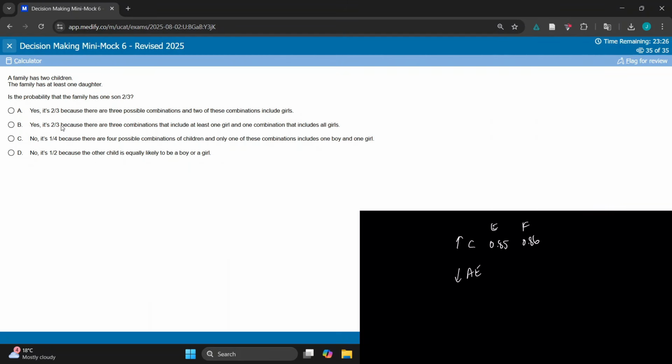Probability that the family has one son is 2/3. Family has two children, one daughter. One son is 2/3. It's 2/3 because no, because there's at least one daughter. So no, it's going to be a half. Yeah.